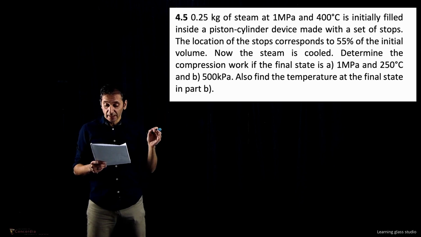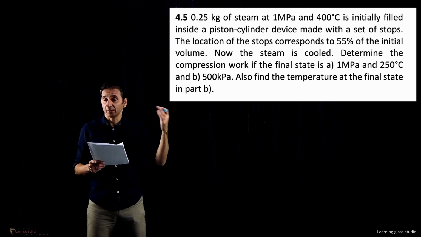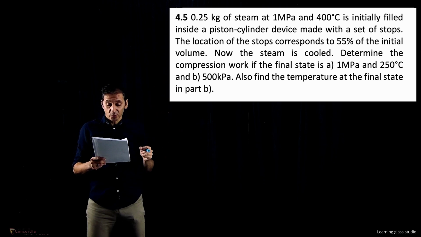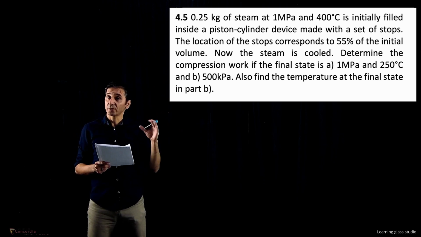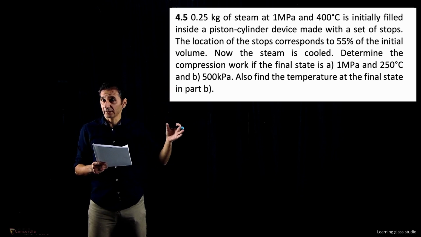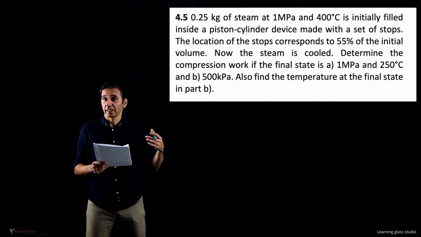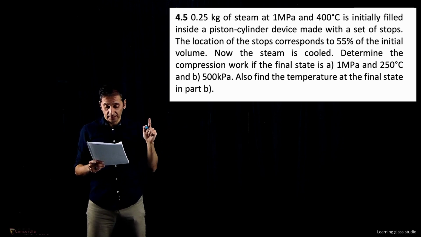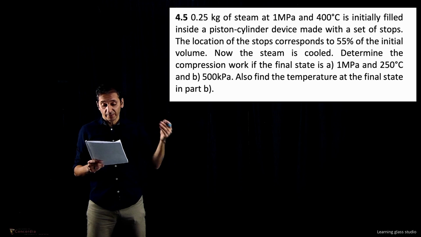The location of the stops corresponds to 55% of the initial volume. Now the steam is cooled, so we are rejecting heat, so the piston will move down. So we have to determine the compression work. The piston is moving down, so dV will end up negative. So we are anticipating that the work will be negative. So what is the compression work?